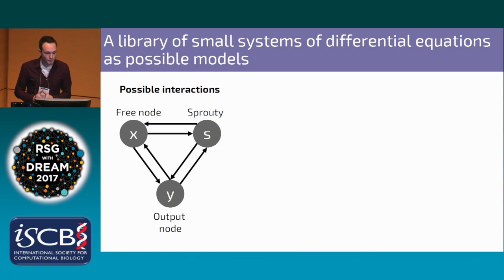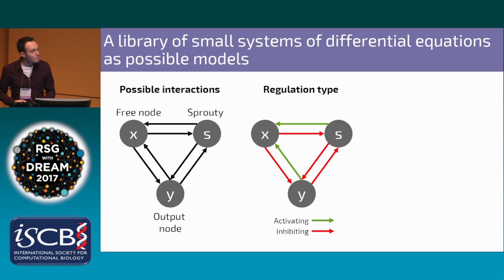So to do this, we're first going to generate a library of all possible minimal systems of small differential equation systems. And these will be restricted to 3-node systems. One of the nodes is going to represent Sprouty. The other one is going to be Y, which is going to represent our output node that we can then match to the experimentally measured gene expression dynamics. And we also include a free node X, which gives us a little bit more complexity in our simulations and is also where the perturbation is going to be applied that will mimic our FGF treatment.